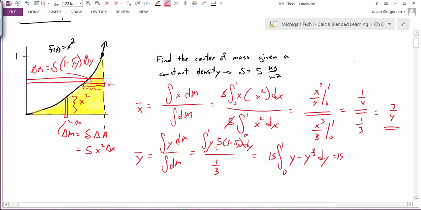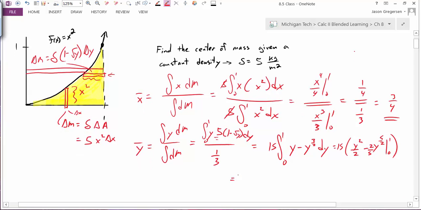All right, so now I got 15 times, looks like y squared over 2 minus y to the 5 halves divided by 5 halves, or times 2/5, from 0 to 1. It looks like I got 1/2 minus 2/5. All that stuff, of course, minus 0. I shouldn't take that for granted. Sometimes I evaluate it at 0 and I do get values, but in this case, I don't.